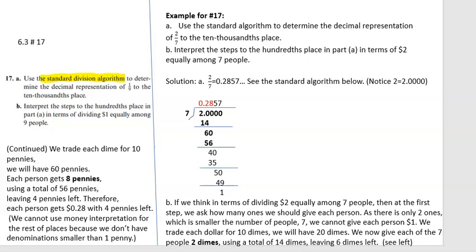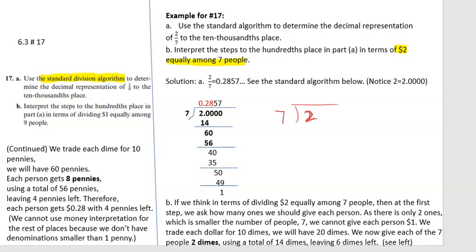So this is an example. I divided 2 by 7. So imagine if we have $2 divided equally among 7 people. So we first do the standard algorithm, which is long division. When we set it up, $2 is the money we divide, and the 7 is how many people we have.